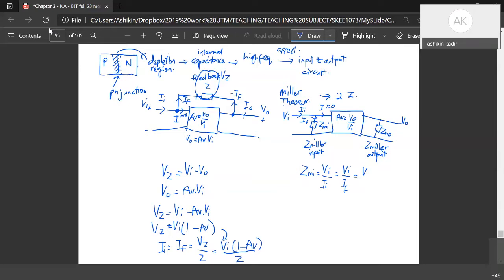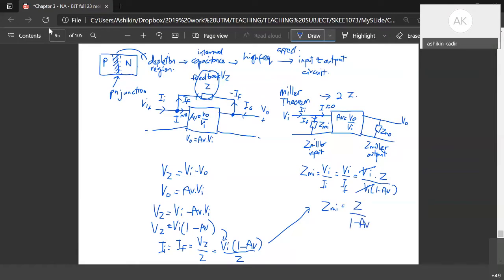Okay, so for this one, just replace the equation into the II equation. Here we replace the II with this, because we know that the current in is the same as the current that goes to the Z over here, and also the ZMI over here. So what we get is VI divided by IF, which is VI over 1 minus AV. Okay, we simplify the equation. So ZMI equals Z over 1 minus AV.